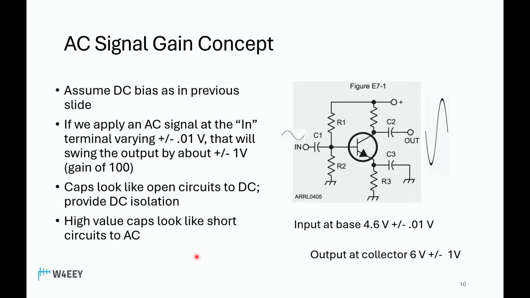Now the high value caps will look like a short circuit to AC. In the diagram that I showed you, the very first slide, we saw that this capacitor here was practically a short circuit to AC, and all of the output signal was developed across this resistor here for maximum output to the next stage. If this capacitor wasn't here, that might be half the signal. So that's an important capacitor to have.